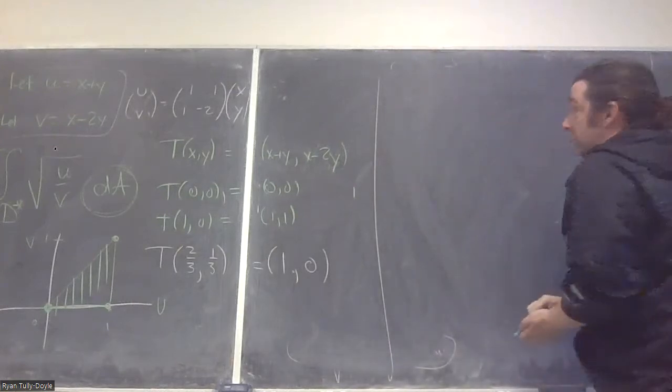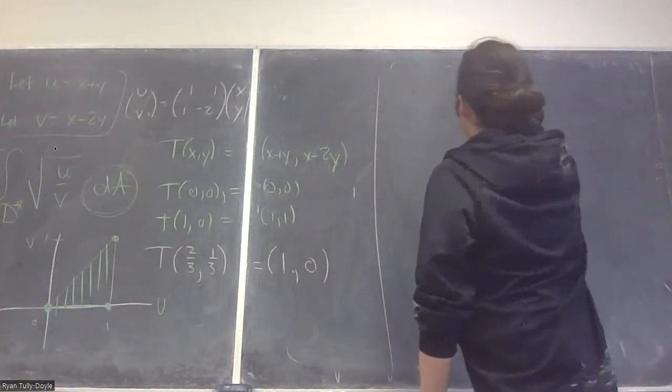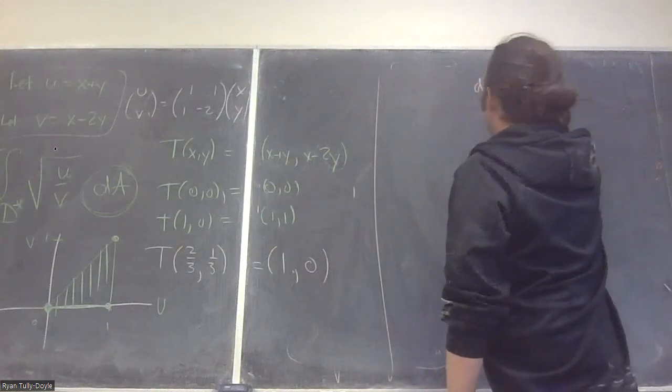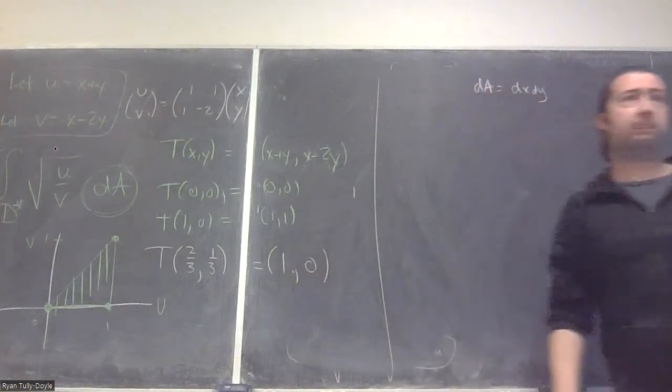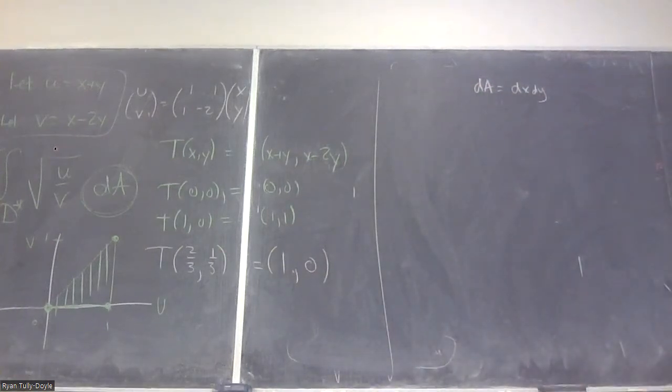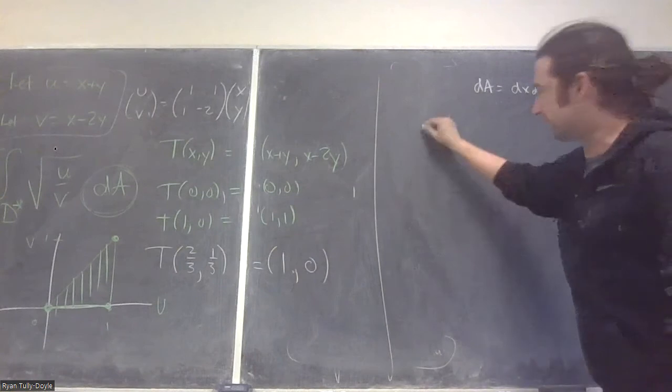So we started with an expression that looked like this. dA was, well, the original expression was in dx and dy. So do you guys remember the expression that relates these? It involves the Jacobian. Jacobian is running around here. You could actually compute this like this.